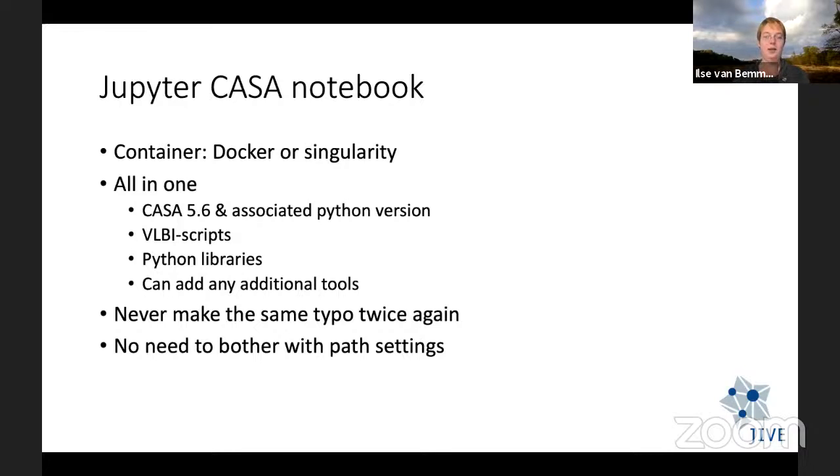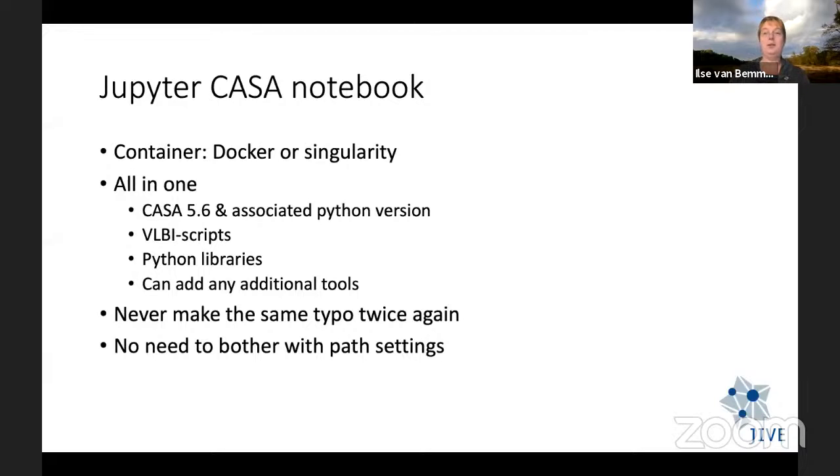And the really nice thing, and I know that several of you will already appreciate this at this stage, is you get everything in one. So all your CASA and your associated Python versions are matched. You've got your VLBI scripts in there, the Python libraries. And if there's additional functionality that we need, this can be implemented in the container.